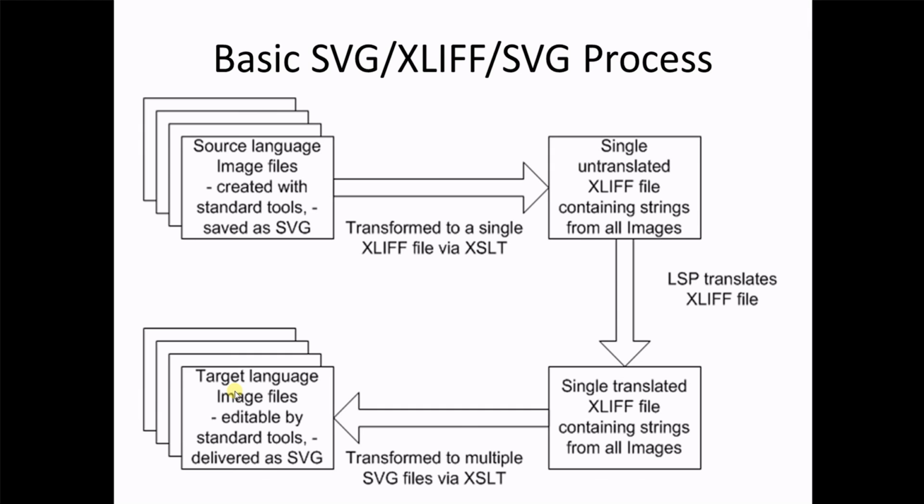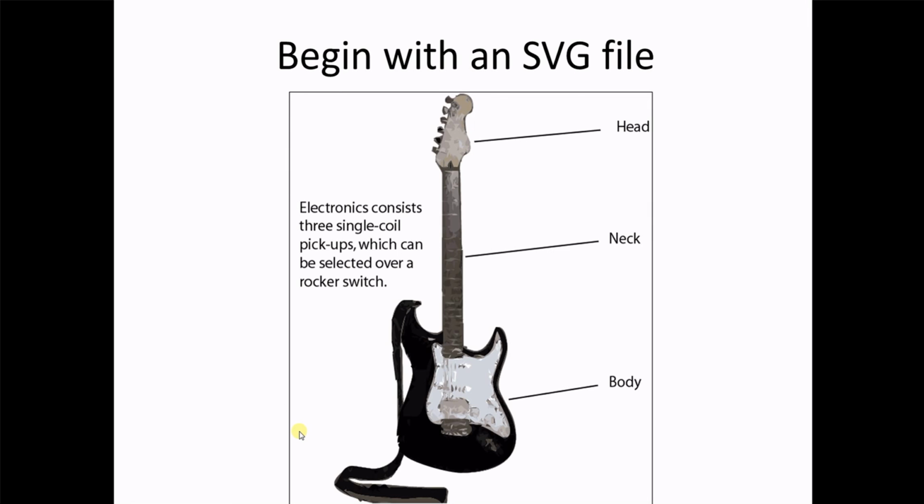It's similar to the workflow you've seen before. We have a source language image created in standard tools that's saved as SVG. We transform that into a single XLIFF file via XSLT. This single XLIFF file contains all of the strings for translation. The localization service provider translates the XLIFF file. Then it becomes a bilingual file. We transform that back into SVG, and we have translated images. So let's take a look.